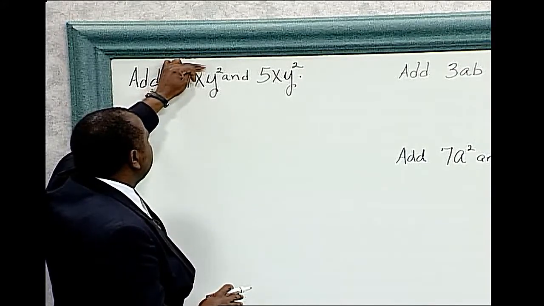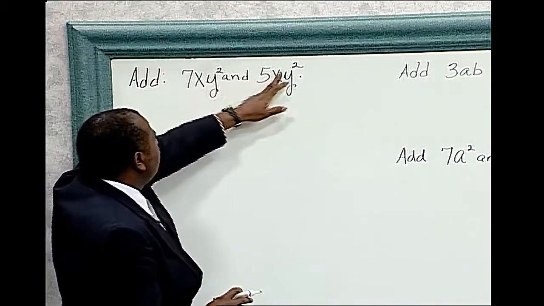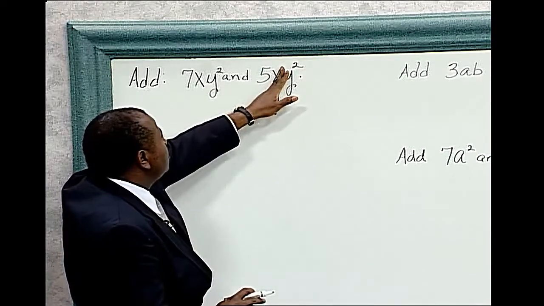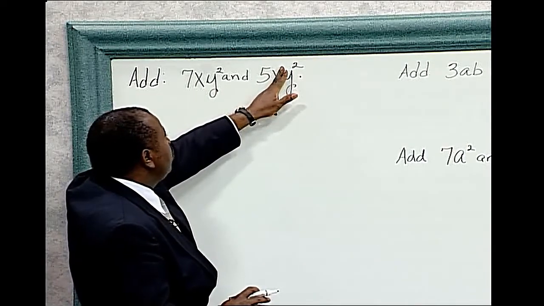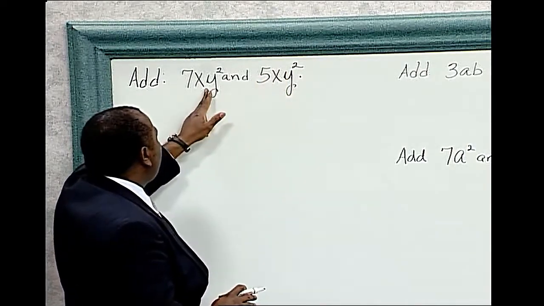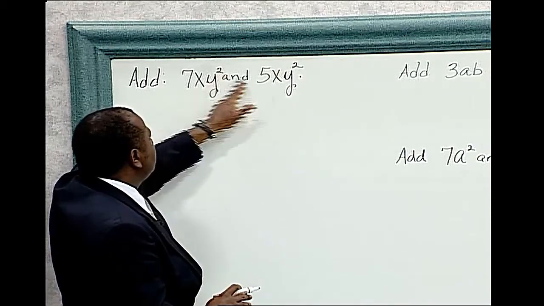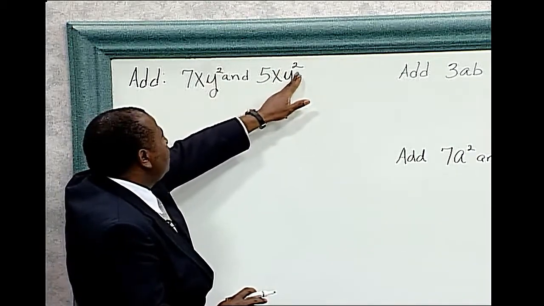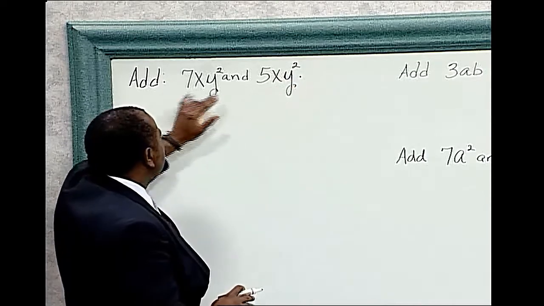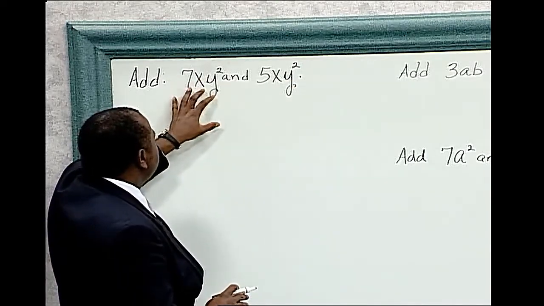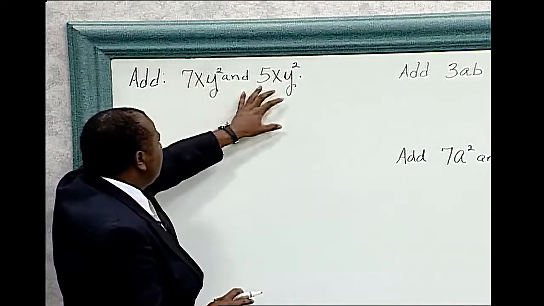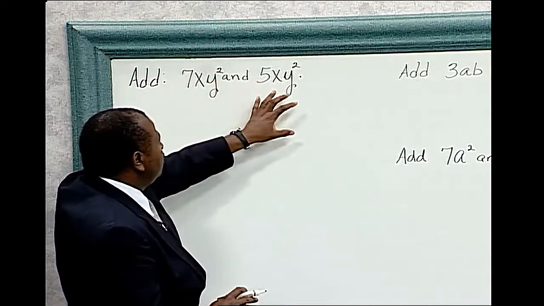There's an invisible 1 here, so it's understood to be to the first power. On this side, you also have an x with an invisible 1, which is also raised to the first power. The y is raised to the second power. On this side, you also have a y that's raised to the second power. Therefore, we have like terms because all the variables are the same and the exponents of the variables are the same.